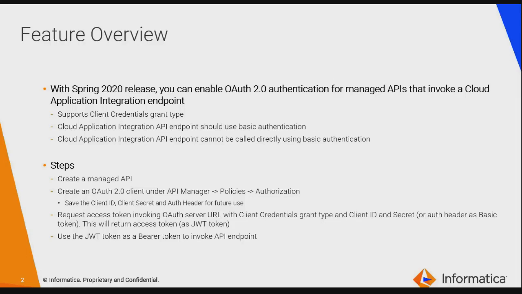Then you would request an access token invoking the OAuth server URL, which you will get from the OAuth client page, with the client credentials grant type, and then use either client ID and secret or the auth header as a basic token. And this in turn will give you an access token as a JWT token. And then subsequently you will use the JWT token as a bearer token to invoke the API endpoint. With that said, let's jump into the demo.